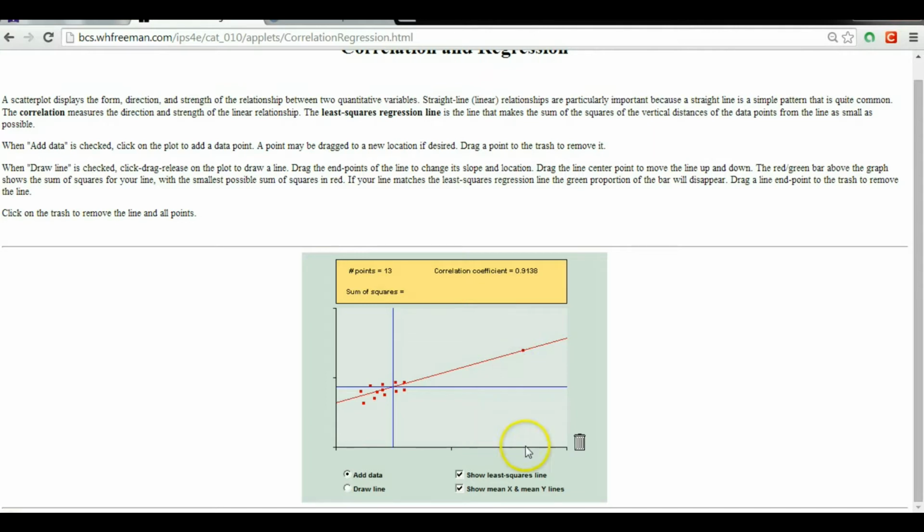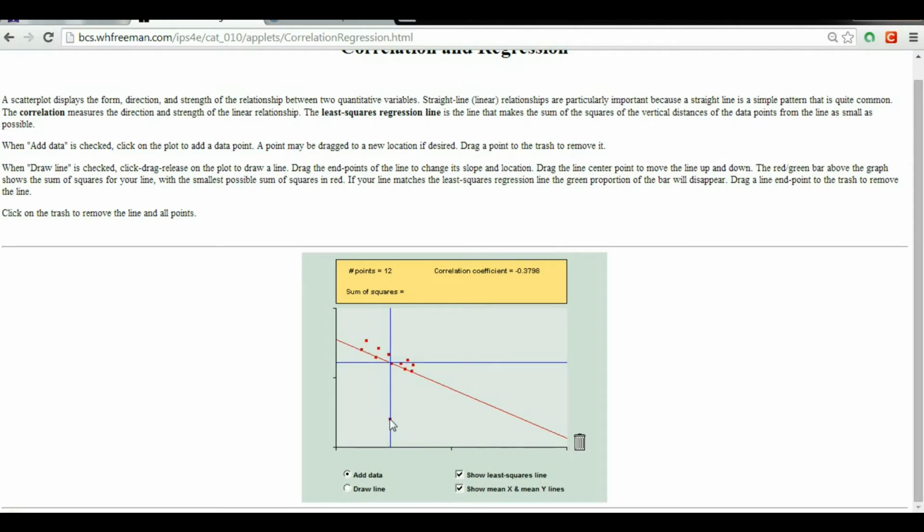Now let's get into the harder case. Okay, I'm going to erase everything here. And let's say that we have this guy. And I put in our mean point, and I show our least squares regression line. So now we have a negative sloping line. So I add a point right there.